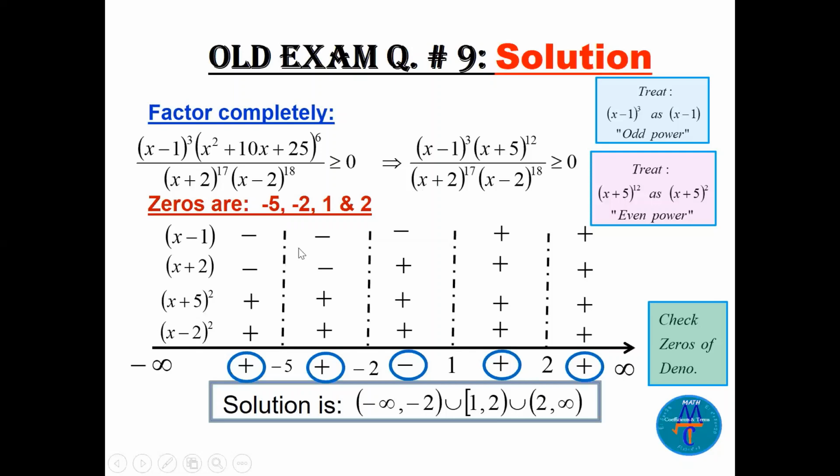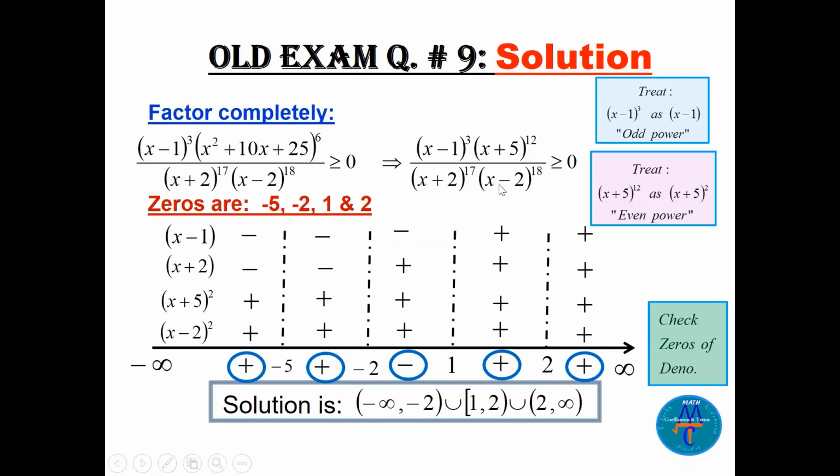For this one, they change. I have to choose a number. But remember, we have here 1, 2, 3, 4 zeros. That means we have 5 intervals to check. This is 1, minus infinity to minus 5. Another one, another one, another one, another one. Now we have to check for sure here because we have greater than or equal to 0.